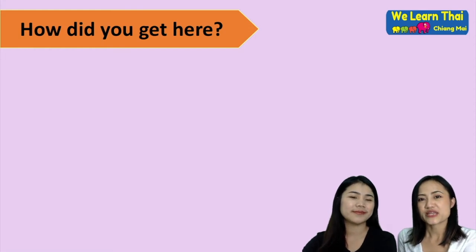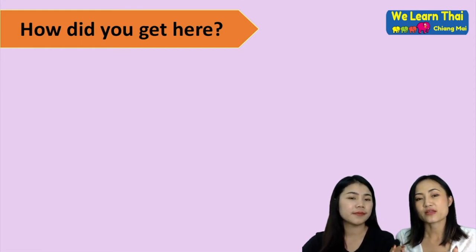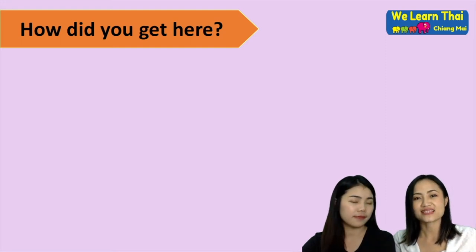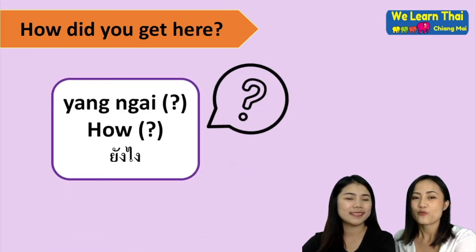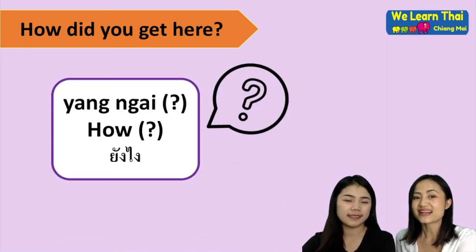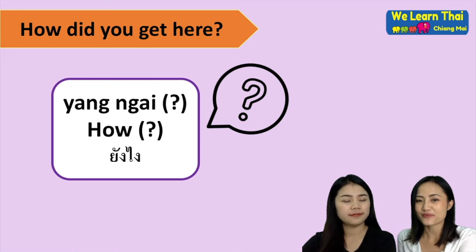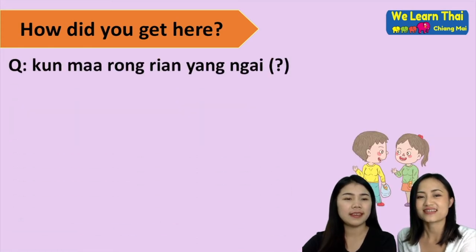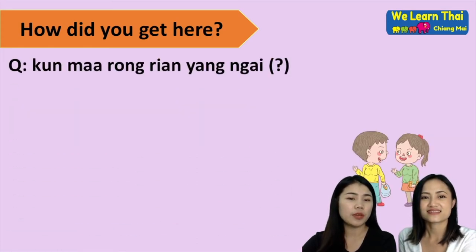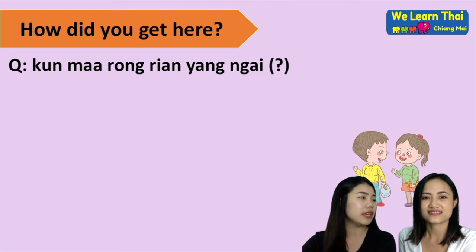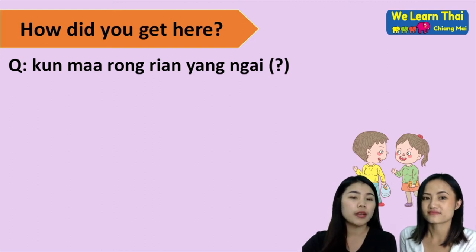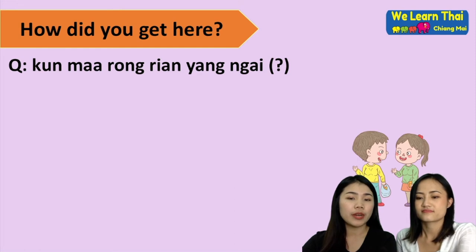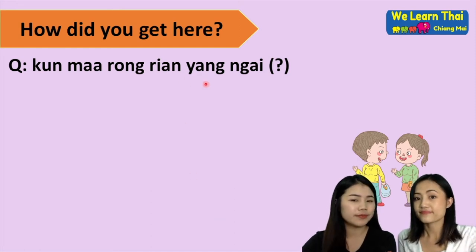Okay, so now we're gonna use the vocabularies in a sentence, so we'll show you how to use it. Okay, with the question word ยังไง, which means how. For the sentence when you want to ask somebody how did you get here, you say คุณมาโรงเรียนยังไง, how did you come to the school.